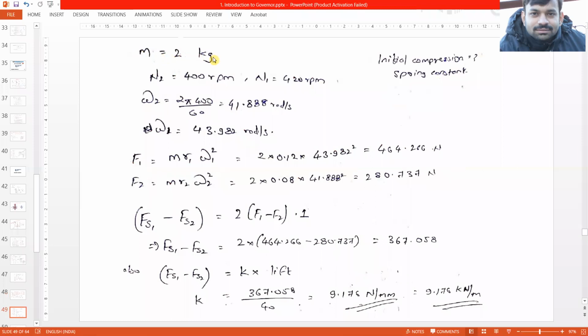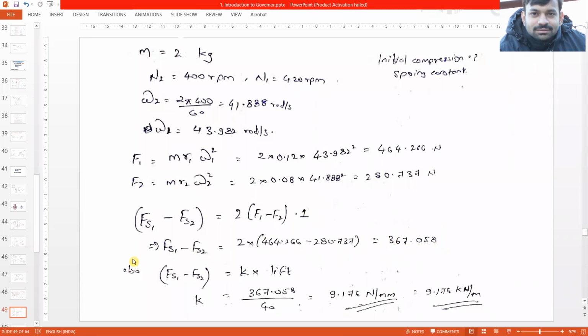This small m is 2 kg, the mass of balls. N2, that is the lower speed, is 400 rpm, and the higher speed, maximum speed N1, is 420 rpm. All right. So omega 2 and omega 1 can be determined. So F1, F2 would come out to be 464.266 Newton and 280.737 Newton. All right. So this Fs1 minus Fs2, that is the difference in spring force, would be equal to 2 into F1 minus F2 into B by A. Since B and A are equal, this ratio becomes 1. So the difference in spring force comes out to be 367.058.